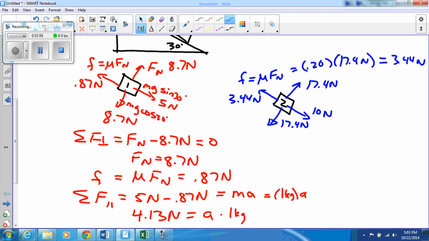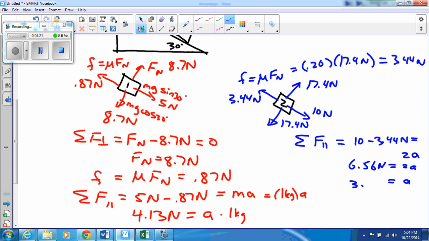And so for our 2 kilogram block, we have sum of forces in the parallel direction is equal to 10 minus 3.44 newtons equals 2A, or 6.56 newtons equals 2A, or A is equal to 3.28 meters per second squared.